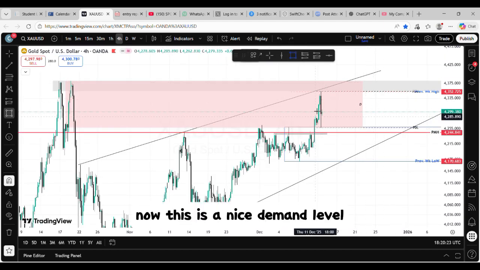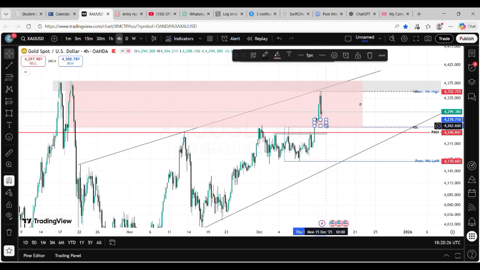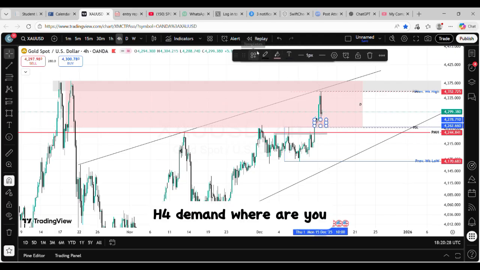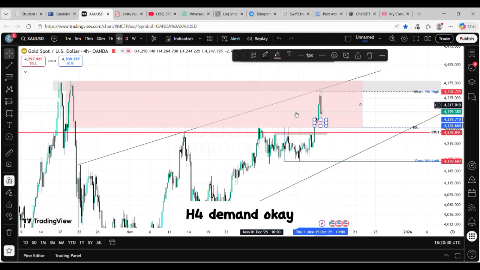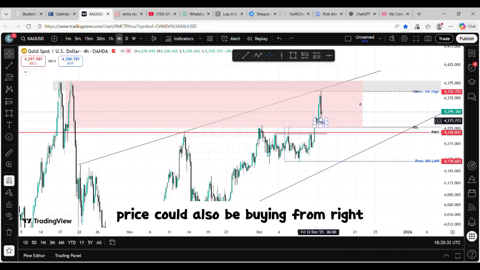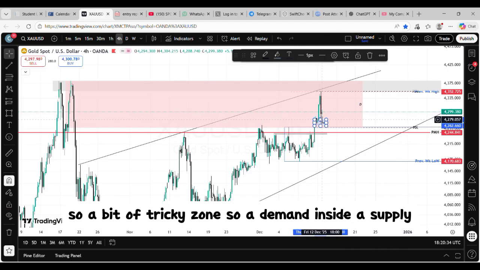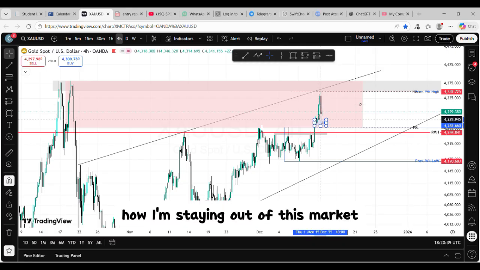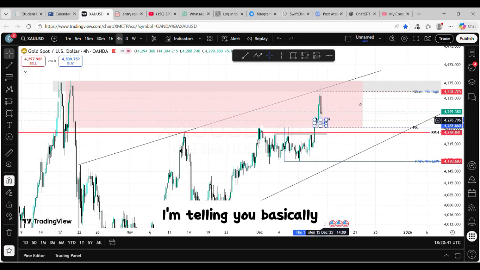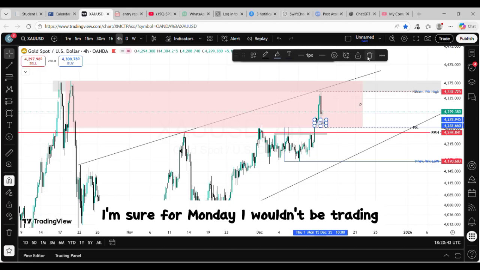Buying. Now this is a nice demand level. H4 demand, where are you? Okay, this is a nice demand level price could also be buying from, right? So a bit of a tricky zone. A demand inside a supply. Oh, I'm staying out of this market, I'm telling you. Basically, I'm sure for Monday I wouldn't be trading.